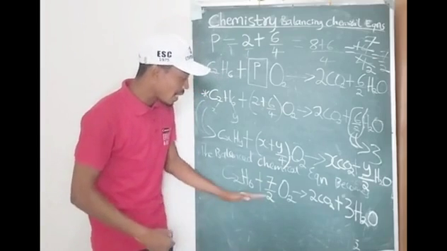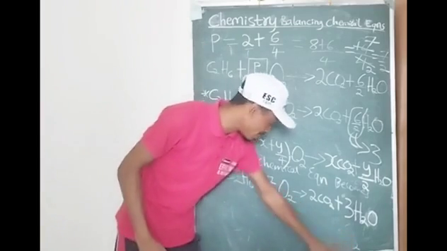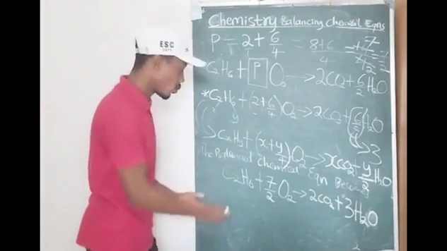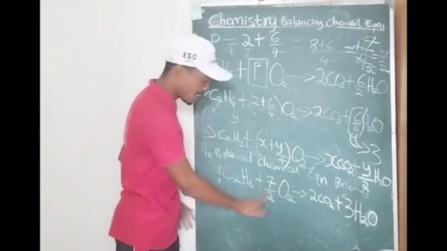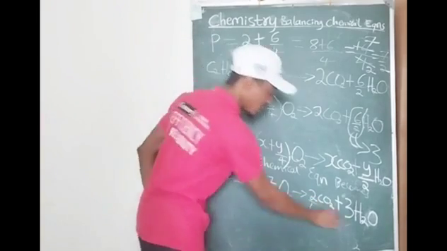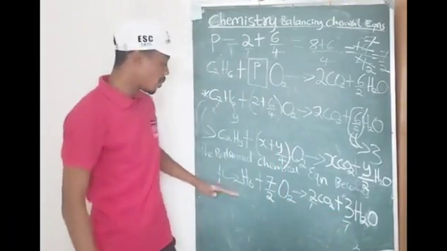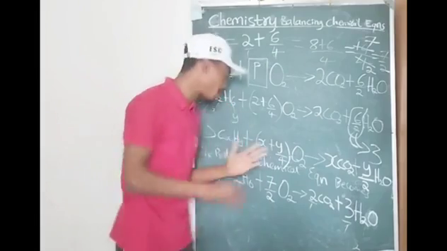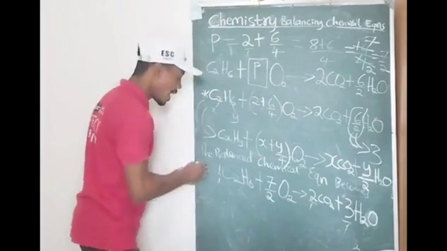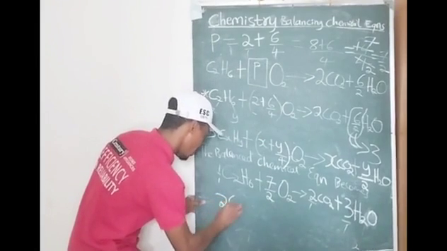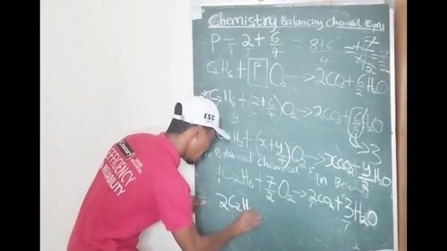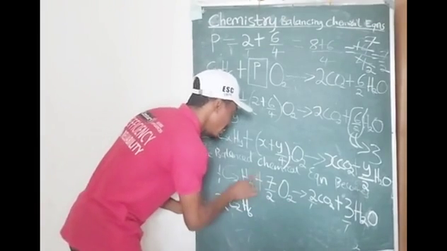We can't leave it like this. So we have to take the LCM. The denominator here is 1. Denominator here is 2. Denominator here is 1. Denominator here is 1. So the LCM of 1, 2, 1, and 1 is 2. So we're going to multiply all through by the LCM. I'll multiply this by 2. This will give me 2C2H6. That's 2 moles of ethane.